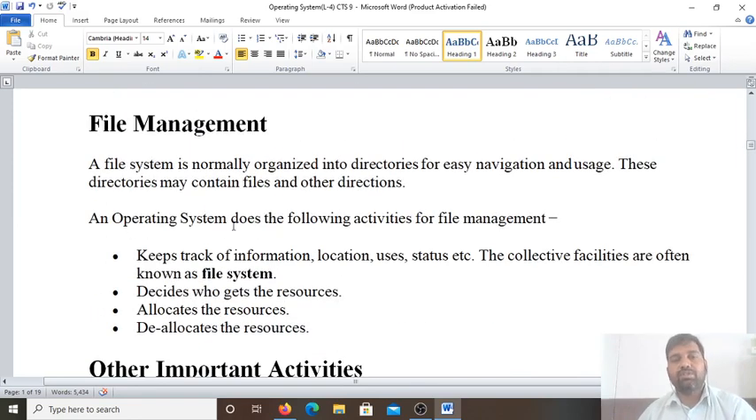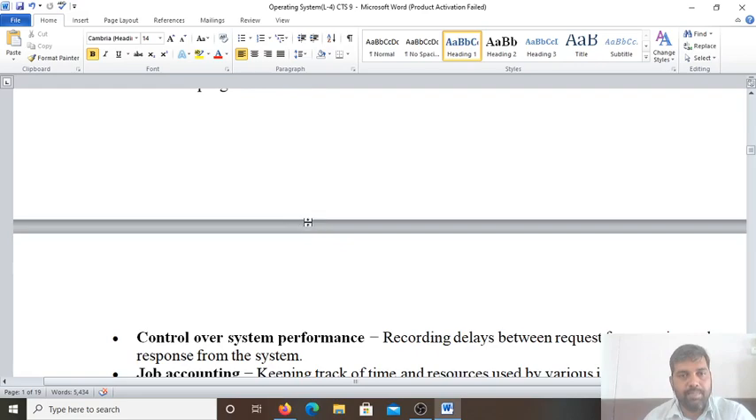Now file management, we have also studied, that the file system is normally organized into directories for easy navigation and use, and these directories may contain files and other directories.